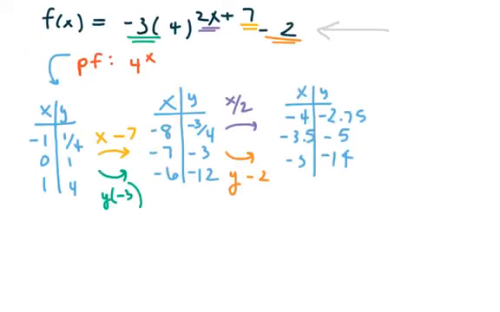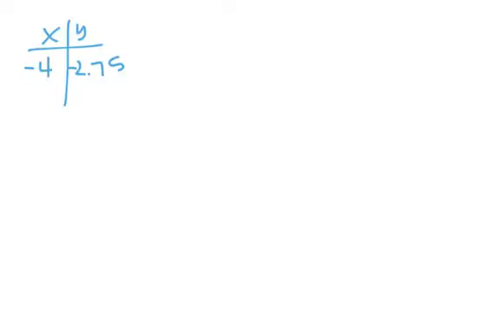So let's go ahead. I'm going to rewrite those last 3 points, -4, -2.75. Was that a -2.75? Yes, it was. Then -3.5, -5, -3, -14. And I'm going to go ahead and put them on a coordinate plane.